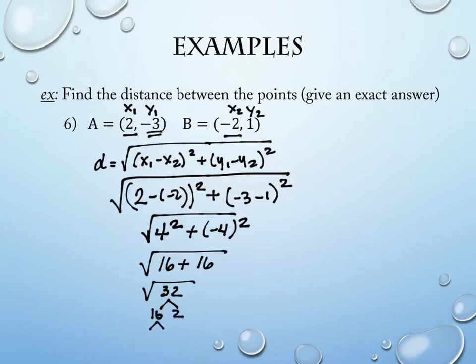16 is 4 and 4, or 8 and 2. So I'm going to stop with the 4 and 4 because they match. I don't have to keep reducing once I have a pair that matches. So this square root of 32 is the square root of 4 times 4 times 2. The 4's match, so they can come out. The 2 does not have a matching pair, so it stays underneath. So this is 4 square root 2.